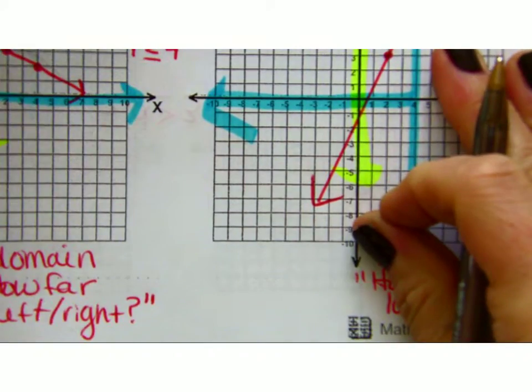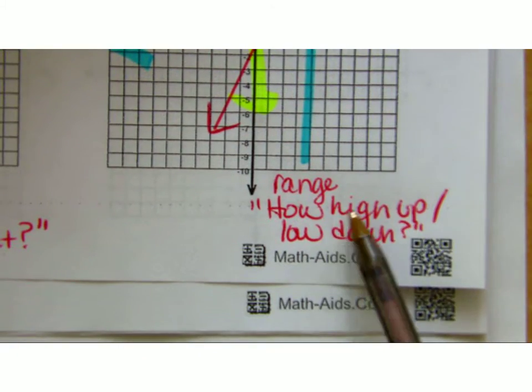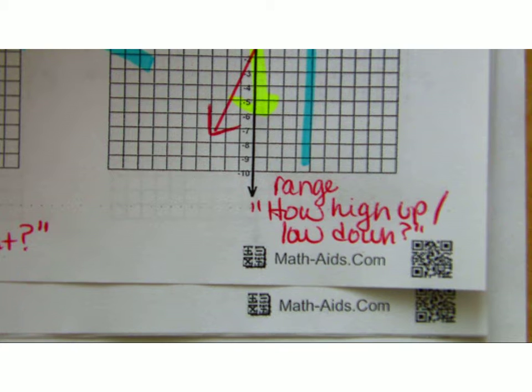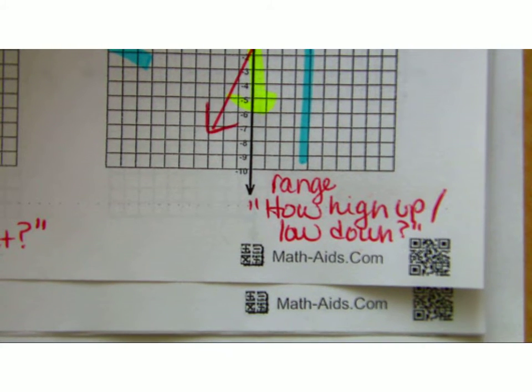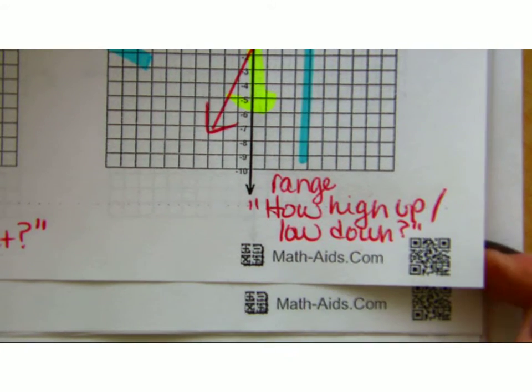And then your range answers this question. Hey, how high up can my graph go? How low down can my graph go? Okay. How low can you go? I've been singing.